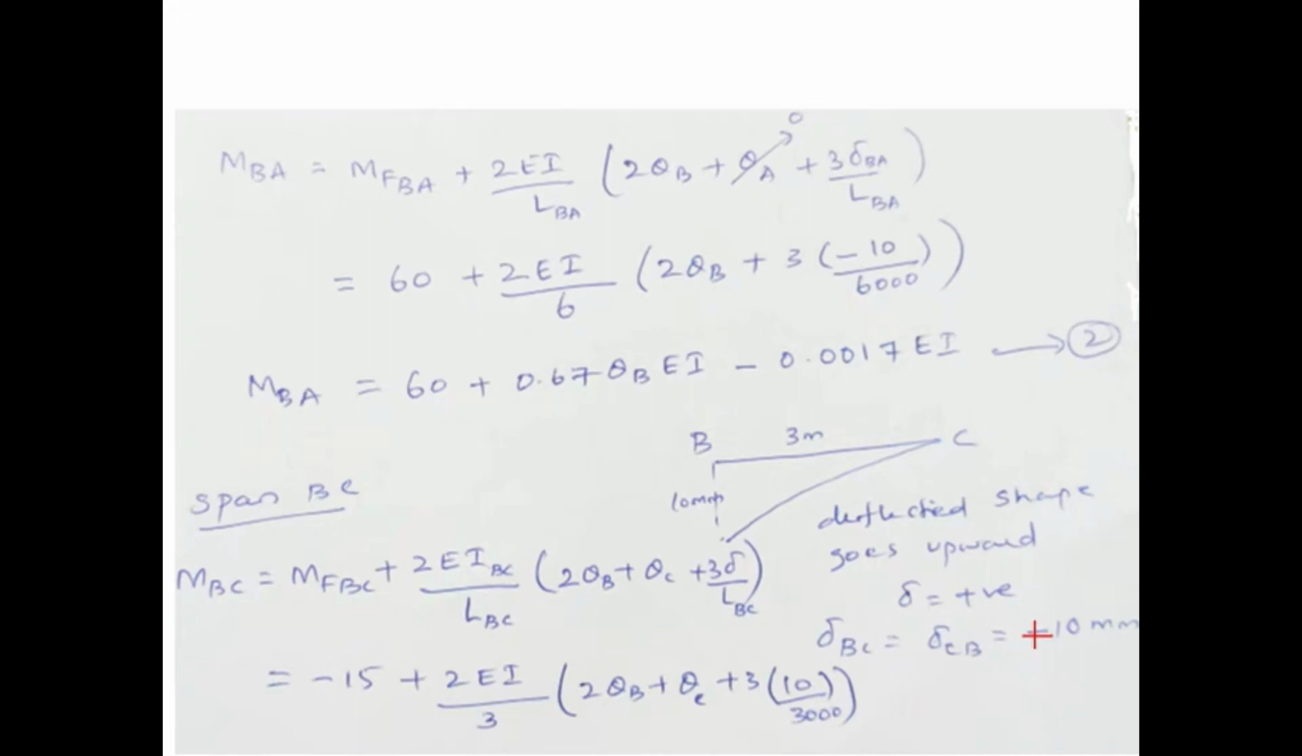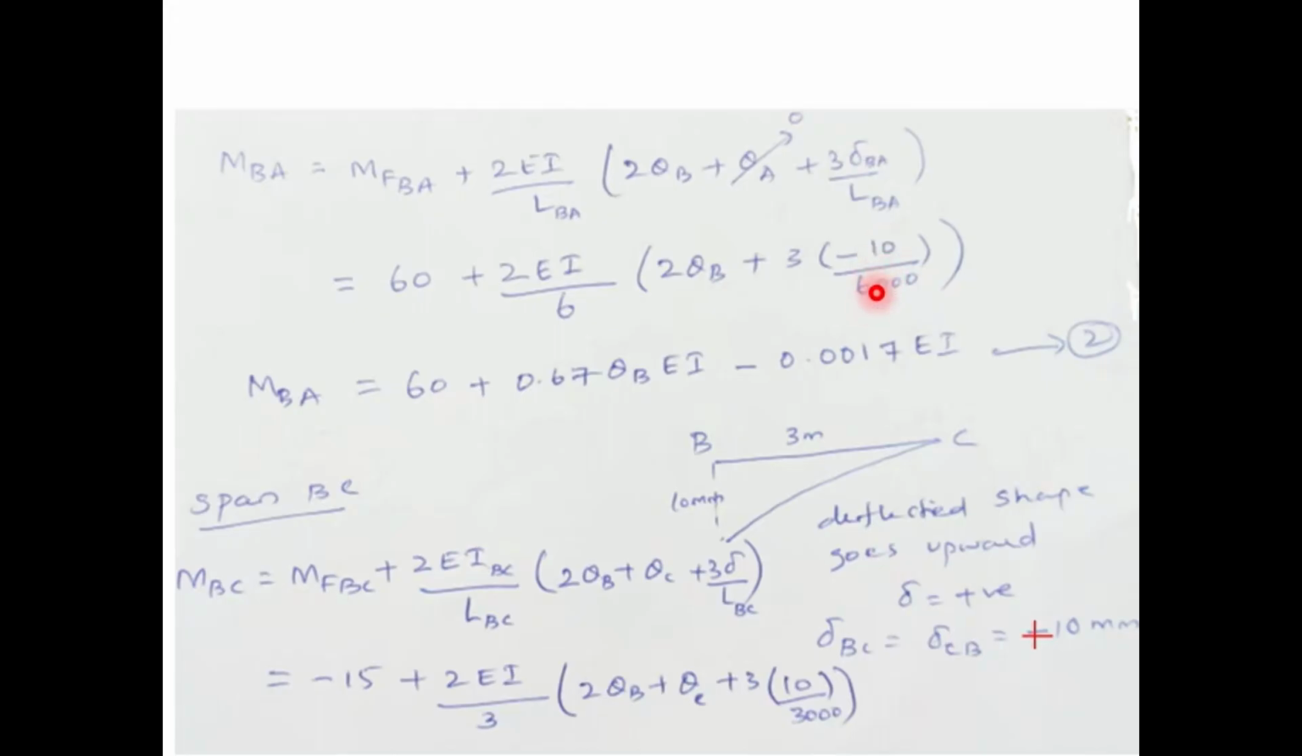Now for MBA, for each member we'll get two slope deflection equations. One is over; now the second slope deflection equation. MBA is equal to MFBA plus 2EI by L into 2 times theta B plus 1 times theta A plus 3 delta by L. Here substitute theta A is equal to 0 and delta value is minus 10 mm.